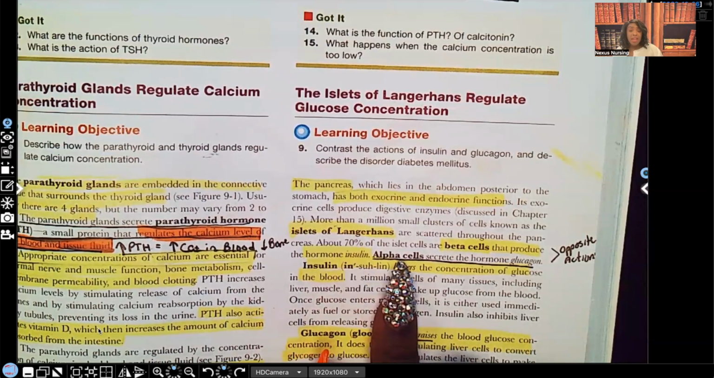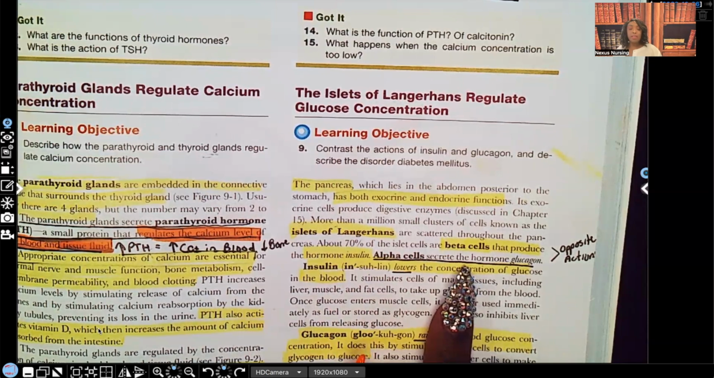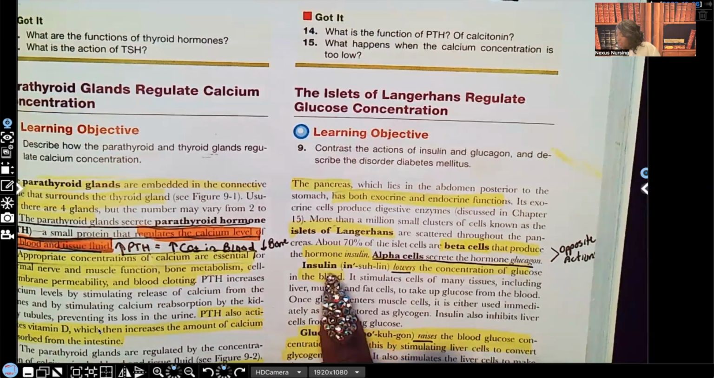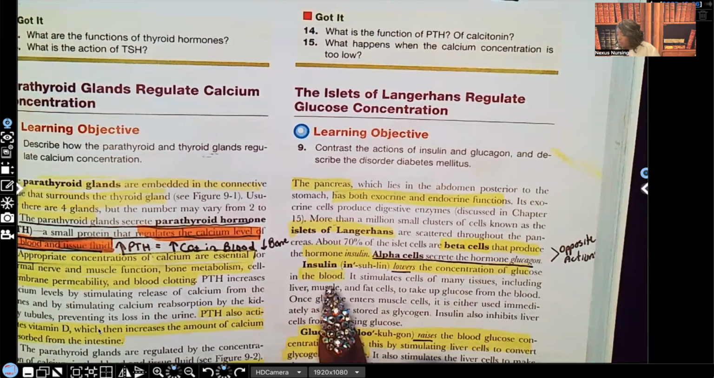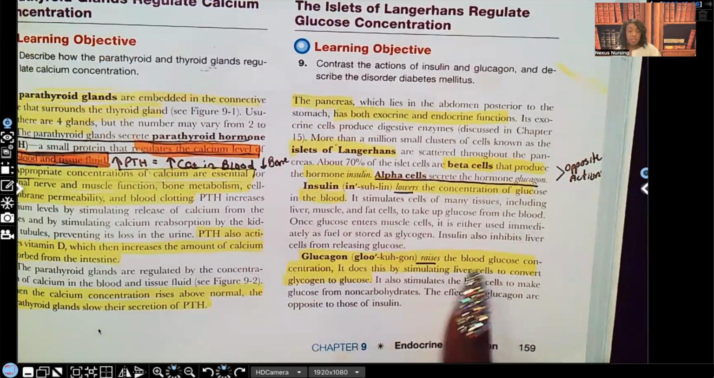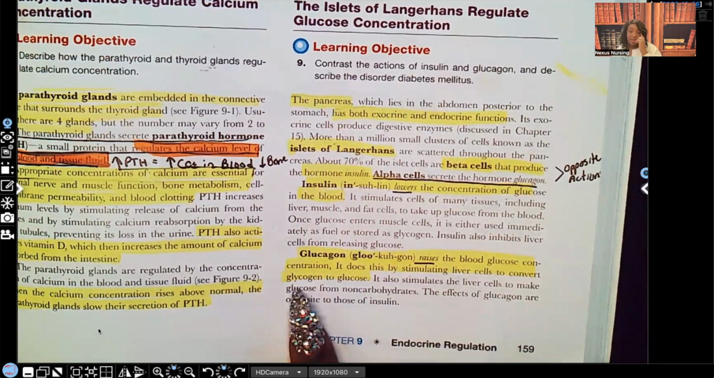What about the alpha cells? The alpha cells secrete the hormone glucagon, and it does the opposite. You see how when we talk about the beta cells, that's responsible for insulin, and insulin decreases glucose in the blood? Well, when we talk about the alpha cells, that releases glucagon, and glucagon increases glucose in the blood. All right. Insulin lowers the concentration of glucose in the blood. Glucagon raises the blood glucose concentration, and it does that by stimulating the liver to convert glycogen to glucose. Glycogen, by the way, guys, is a stored form of glucose. Okay.